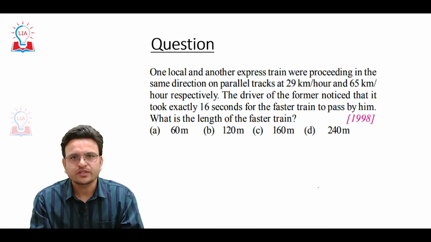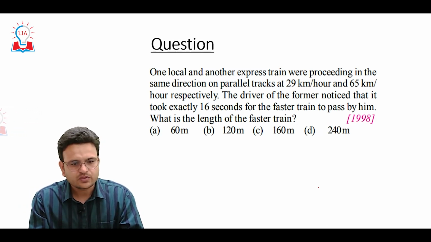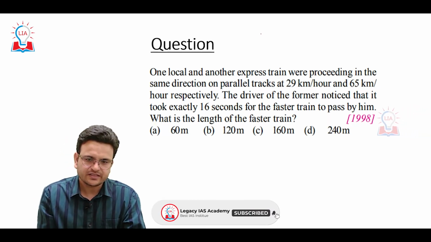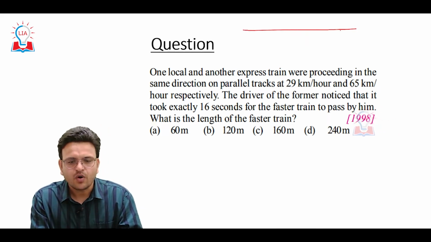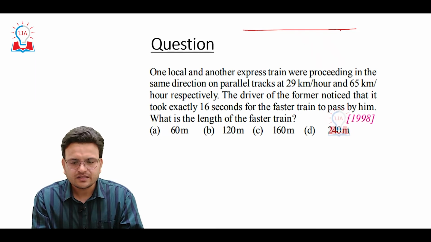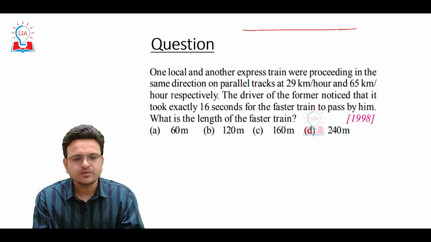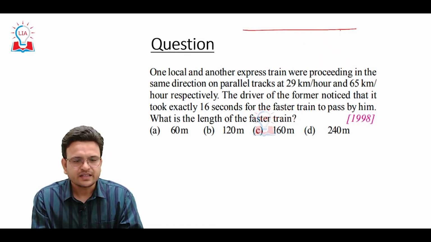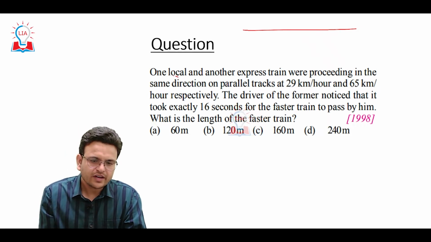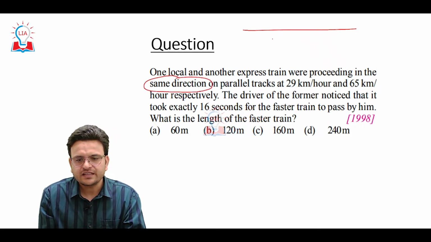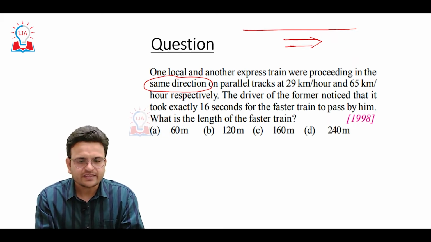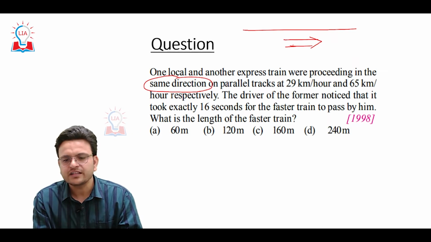Now see some questions which UPSC has asked on trains. One local train and another express train were proceeding in the same direction on parallel tracks at 29 km per hour and 65 km per hour respectively. First of all, the trains are moving in the same direction. The driver of the former train, which is slower, noticed that it took exactly 16 seconds for the faster train to pass by him.